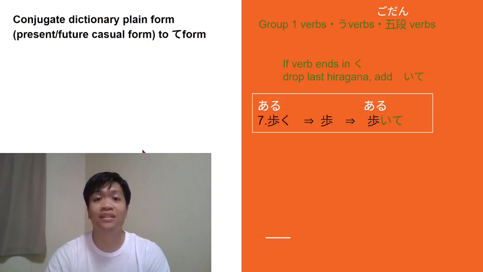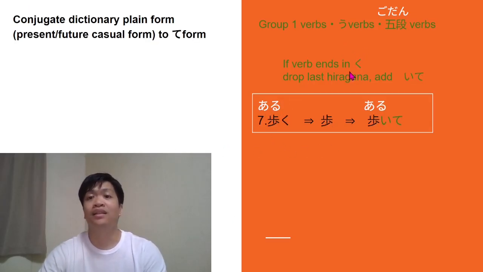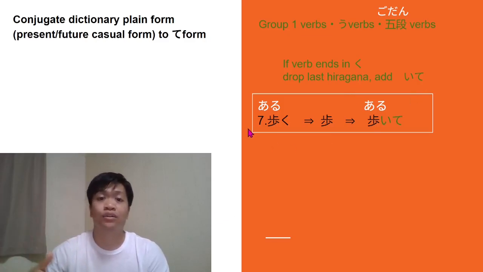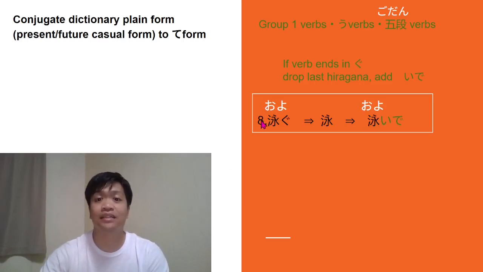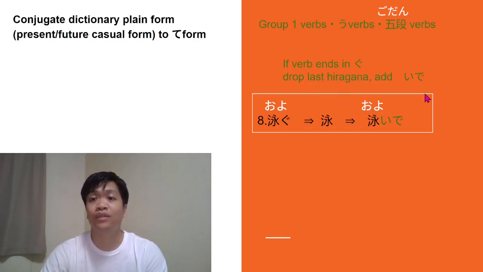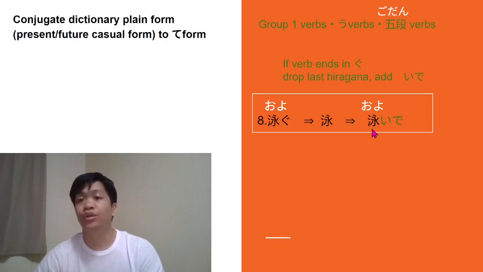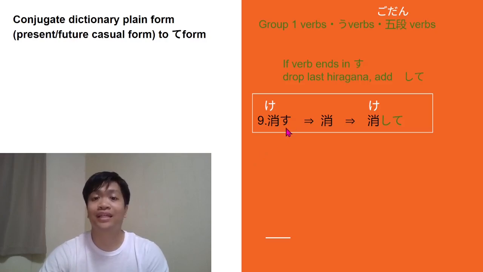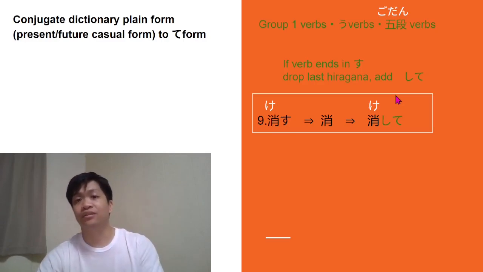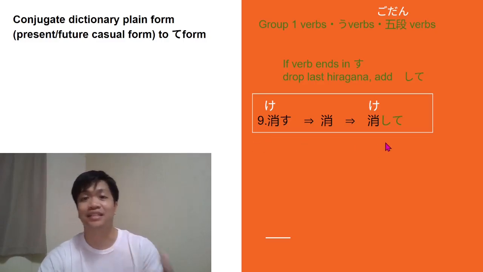Next, let's look at 7. 7 is aruku. If the verb ends in ku, we drop that last hiragana and add ite. So aruku becomes aruite. That's 7. Next, 8, oyogu. If it ends in gu, we drop the last hiragana and add ide. Oyogu goes to oyoide. And then number 9, if it ends in su, like here, kesu, we drop that last hiragana again and then add shite. So kesu becomes keshite. All right.